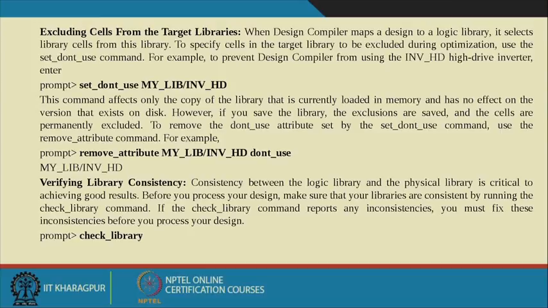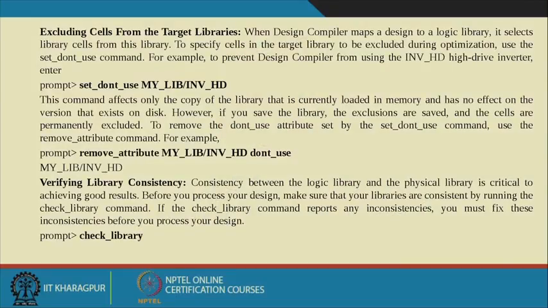So what will it do? It will remove the attribute, that means the constraint you have put with set_dont_use on these particular cells. So now you can reuse them in the next design context. Okay. Then how can you verify the consistency of the library? You can check it with this command, check_library, in the design compiler environment. All the commands I am telling you, you can run only in the dc_shell environment.